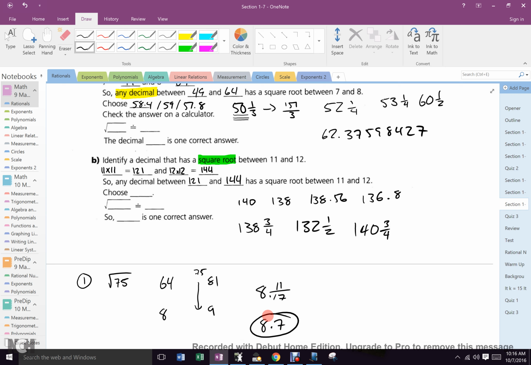Okay. And the other thing you can do is if you know a root, you can find the whole number because it's going to be between the two perfects. Everybody good?